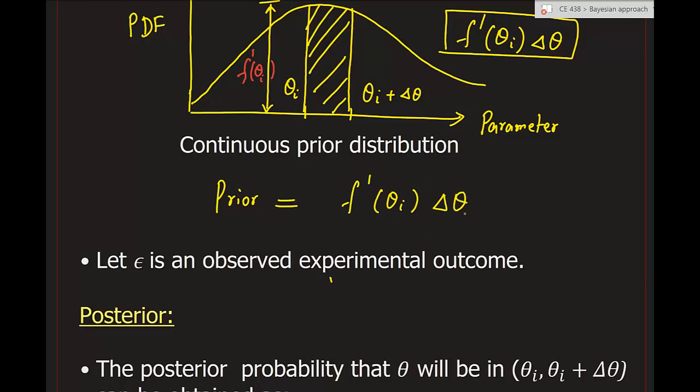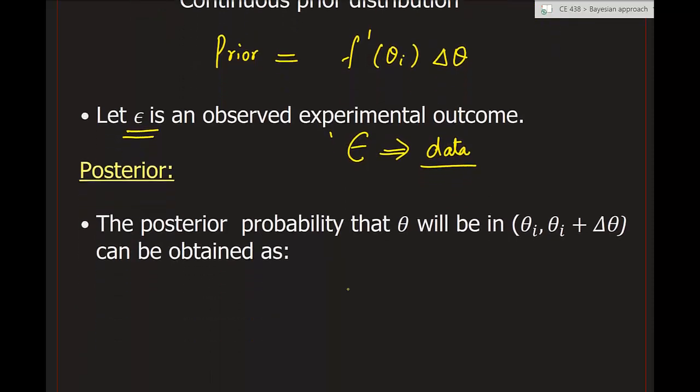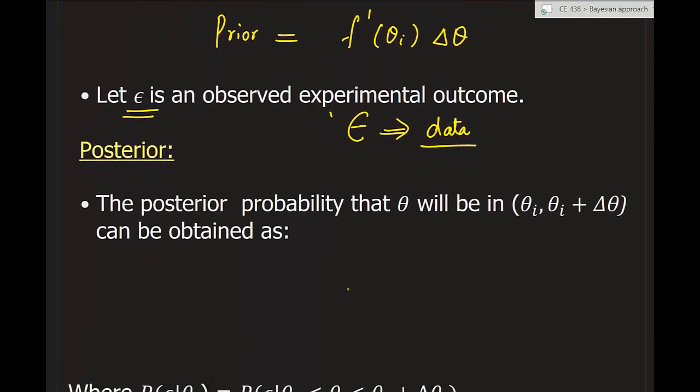Now let's say using some experiment we observed some data, and these measurement points or data points are denoted by epsilon, coming from an experiment or some field testing. We want to use this data to modify my prior and write the posterior distribution for my model parameters theta. So we want to write the posterior distribution, and again we will use Bayes theorem.